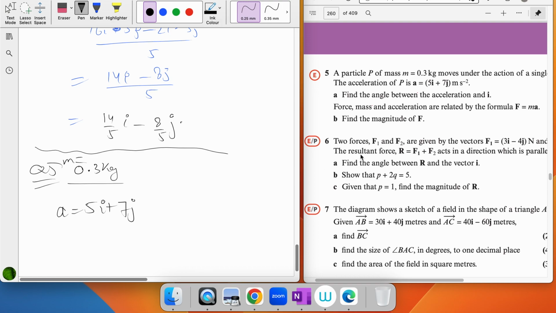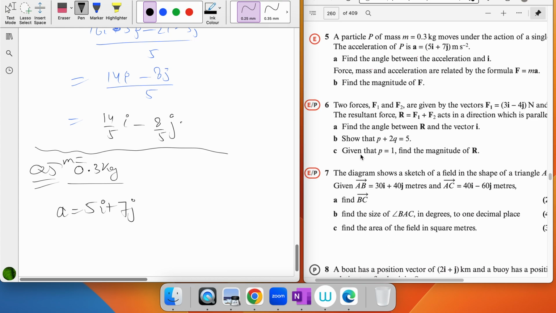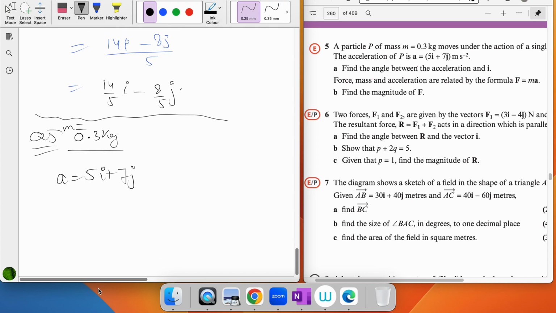Find the angle between the acceleration and i. Okay, first part, angle between acceleration and i. So if I sketch it, we know that this is 5i and 7j. So direction is basically this. So the angle between the acceleration and i is the horizontal part, so this theta is to be found. So tan theta is equal to perpendicular over base. Theta is equal to tan inverse 7 by 5.